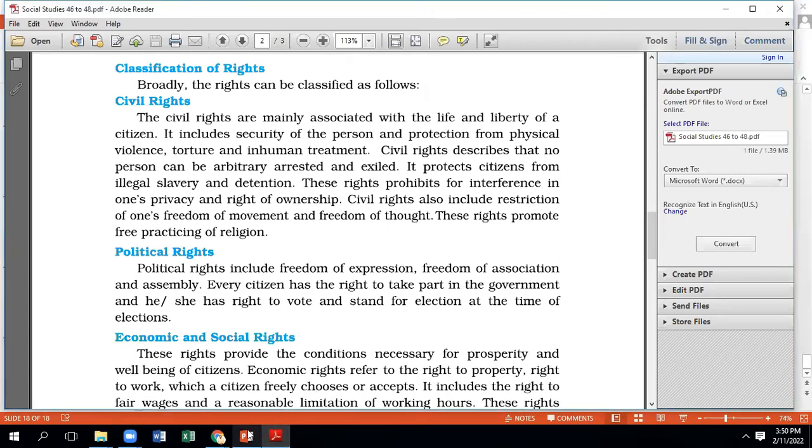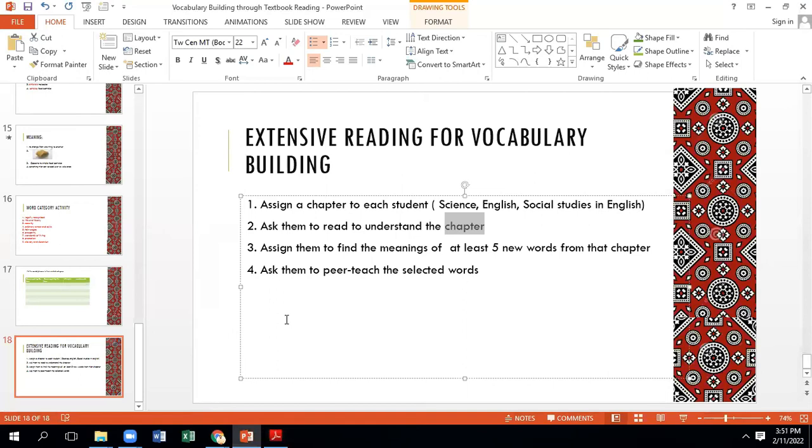So this is the approach that I've given you. And the last point here is to give the summary presentation. Any questions about this activity?